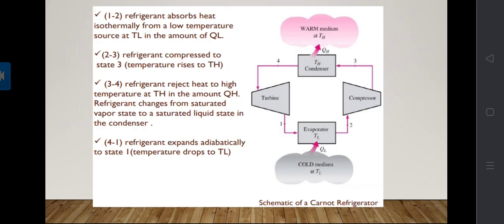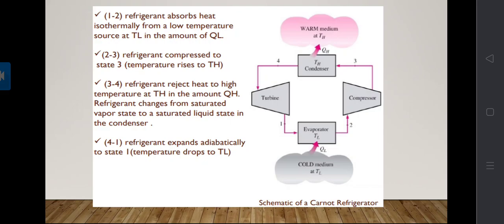In 1 to 2 there is a reversible isothermal process with heat absorption, and 2 to 3 there is a reversible adiabatic compression to the higher temperature, that is TH, and 3 to 4 is a reversible isothermal process, and here the heat is rejected at the higher temperature, that is TH, and again 4 to 1 is a reversible adiabatic expansion process to the lower temperature, that is TL.